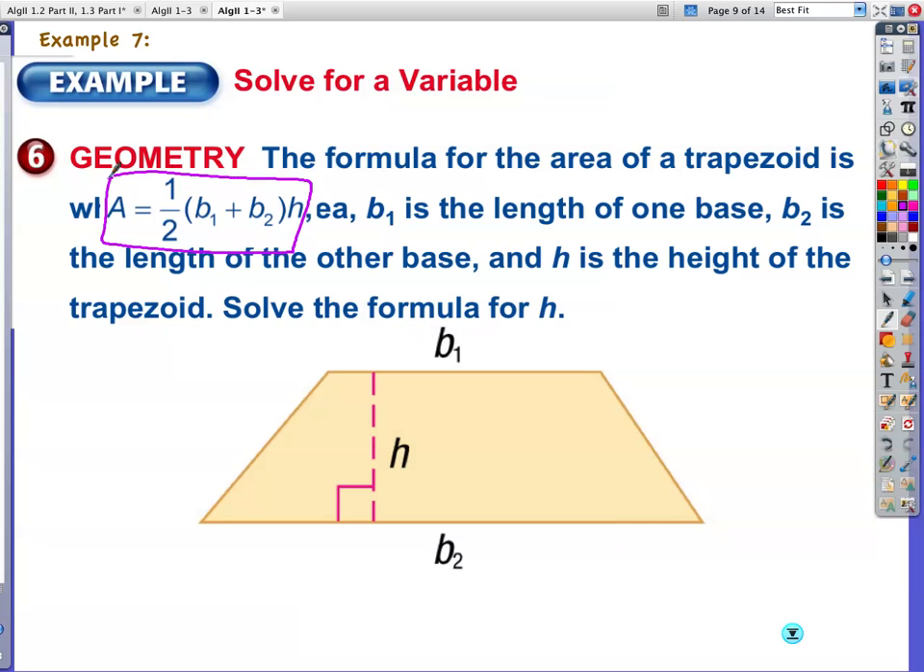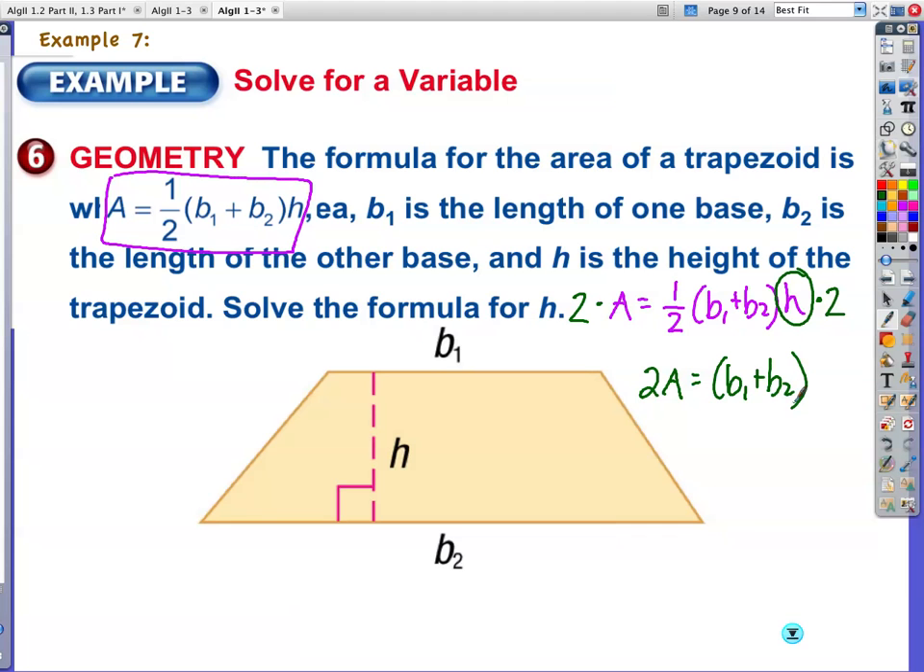So in other words, we are going to take 1/2 times (B1 plus B2) times H, and we're going to get this H all by itself. One of the things I'm going to do is take this whole equation and get rid of this 1/2. How do I do that? I multiply by 2. You don't necessarily have to do this. This could be done in fewer steps, but for the ease of explanation, we're going to do it like this. So now I have B1 plus B2, and then I have an H. And that H could go in front, but I'm going to keep it in the back here.